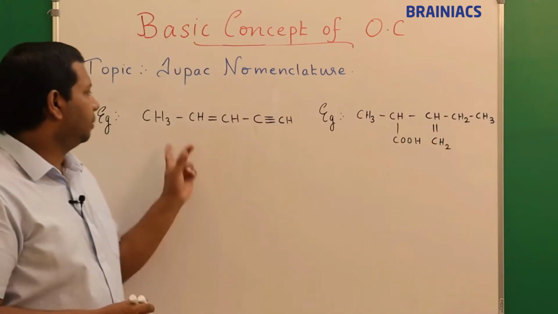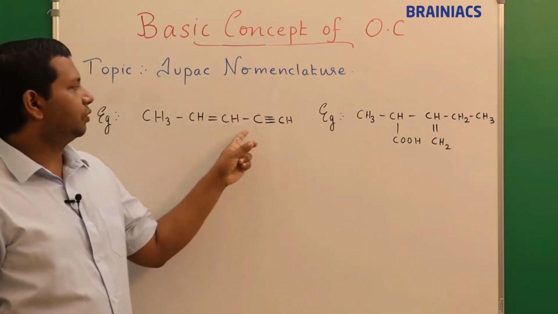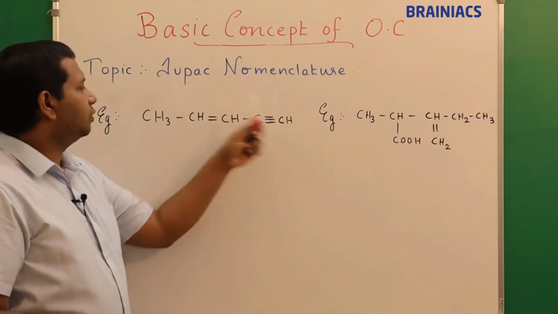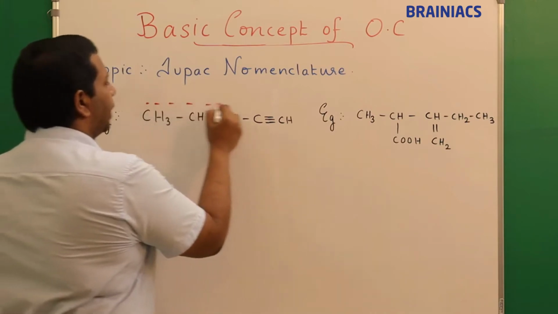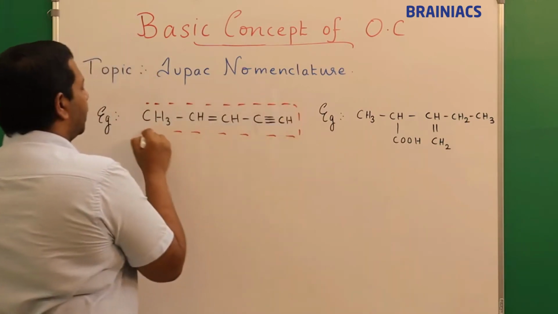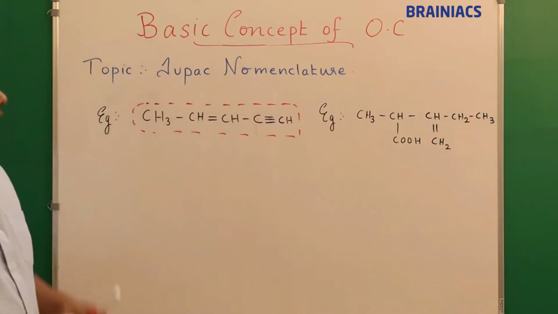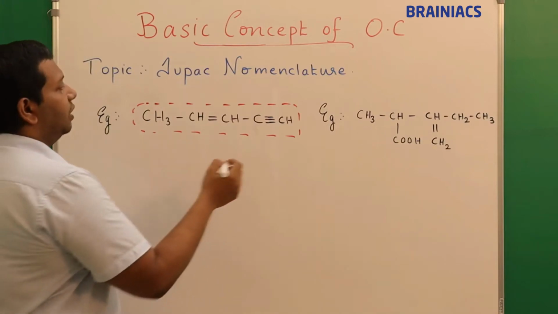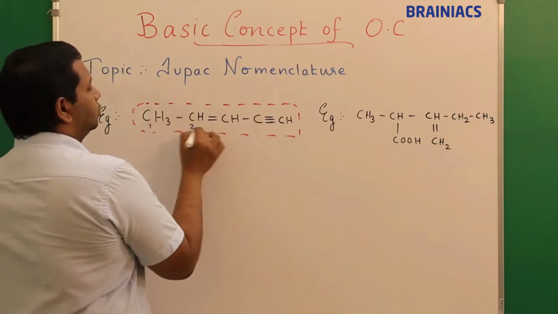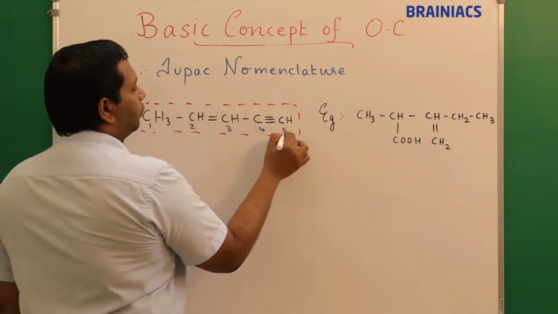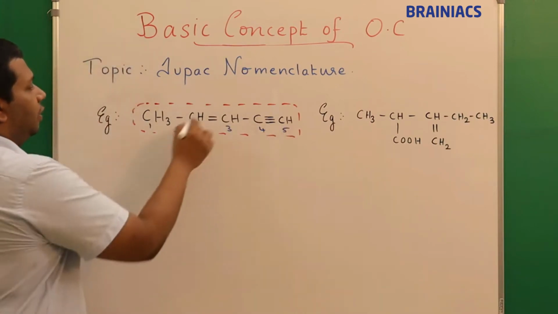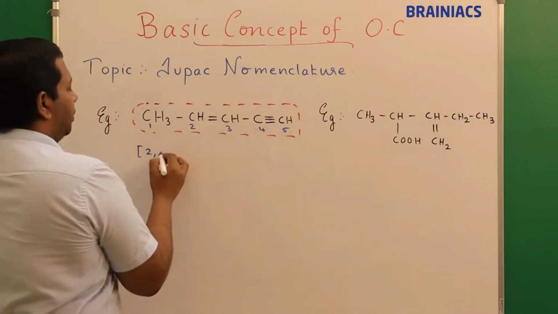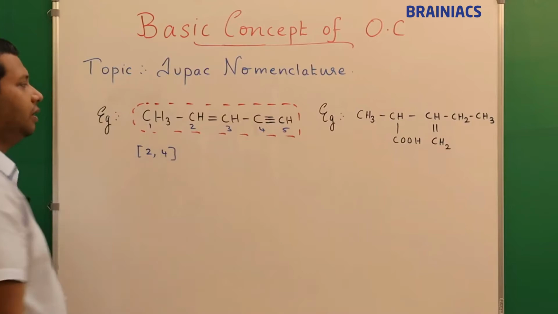In the next example you can see here CH3, CH double bond, CH single bond, C triple bond, CH. Again there is no branching, so it is very easy for me to choose the parent carbon chain. So this is my parent carbon chain, correct? Now the next step is doing the numbering, very important. Suppose I am doing the numbering like this: 1 2 3 4 5. What is the number coming for the double bonds? 2 and 3, the minimum number is 2; 4 and 5, the minimum number is 4. So 2 comma 4 is the numbering coming here.